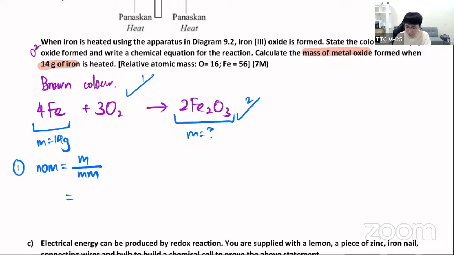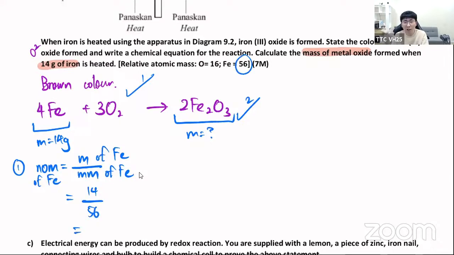Okay, so for number of mole here, since we have the mass of Fe, we're going to use the molar mass of Fe to find the number of mole of Fe. I need to label down everything very clearly from here. So we have the mass of Fe. Mass is 14. But what's the molar mass of Fe? It will be 56.